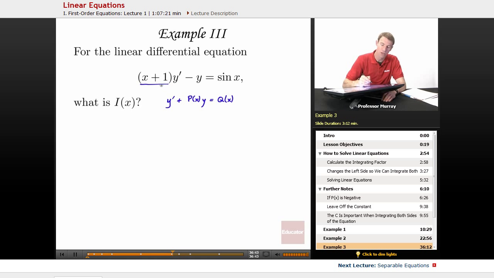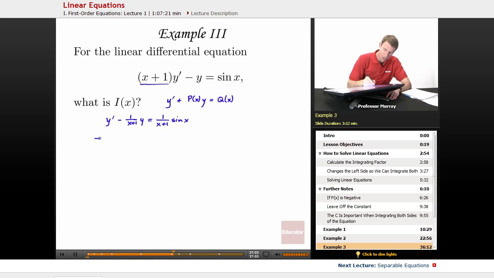We do have a coefficient right here, x plus 1. So what I'm going to do is divide that away. I'm going to go y prime minus 1 over x plus 1, y, is equal to 1 over x plus 1 times sine x.